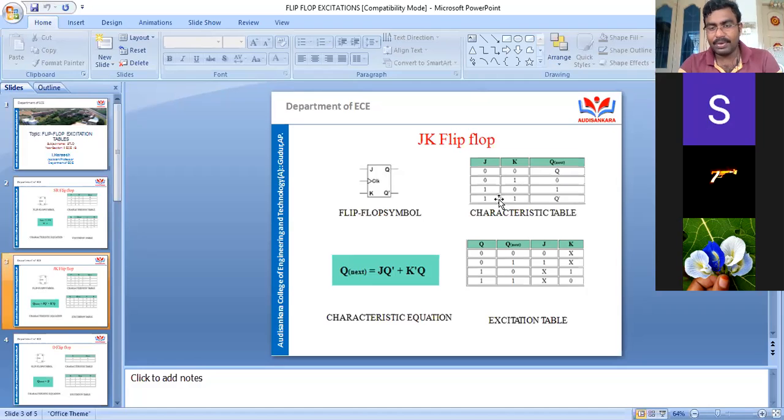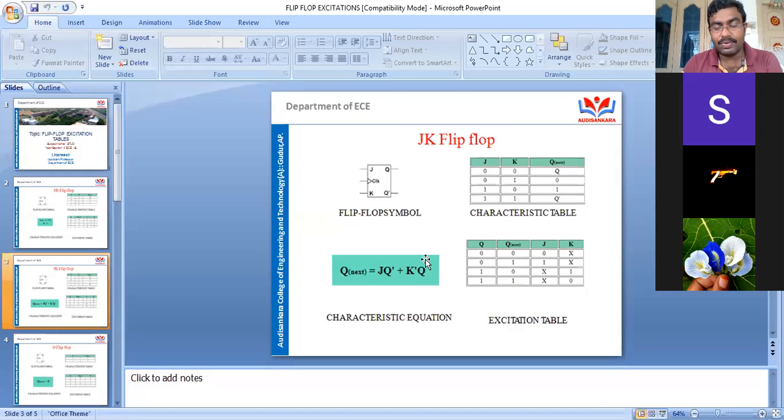Now when I'm giving J equal to 1 and K equal to 1, a very important case in JK flip-flop, we move to toggle state. So I'm getting the reverse of the present state. Q bar is shown here. Q bar is your toggle state, guys. That is what occurs in JK flip-flop. 0, 0 is no change. 0, 1 is reset. 1, 0 is set. And 1, 1 is toggle. So I'm getting Q bar here, guys. That is your truth table.